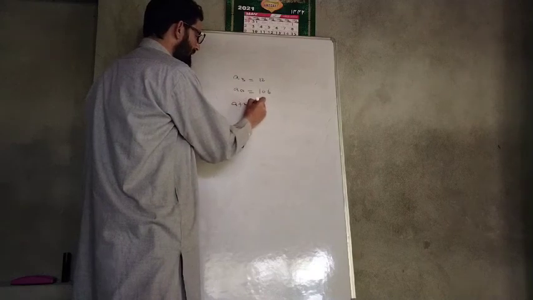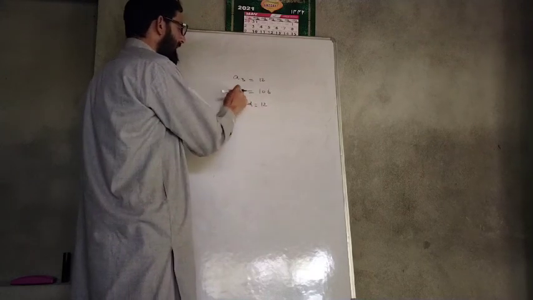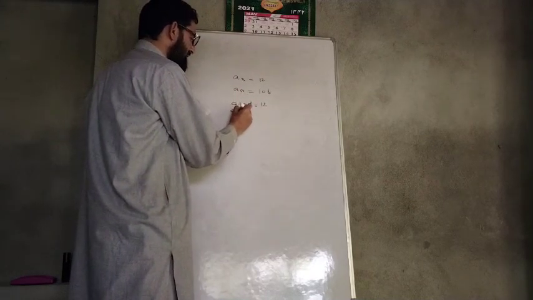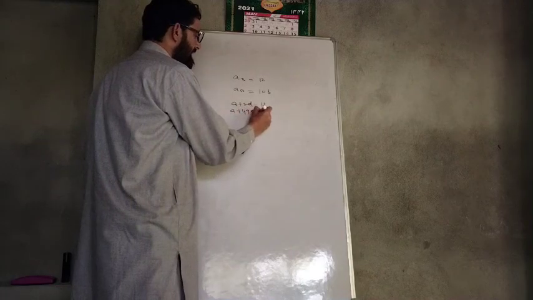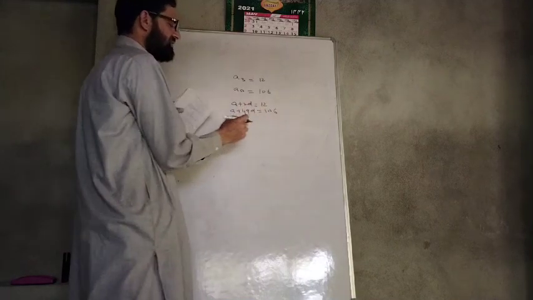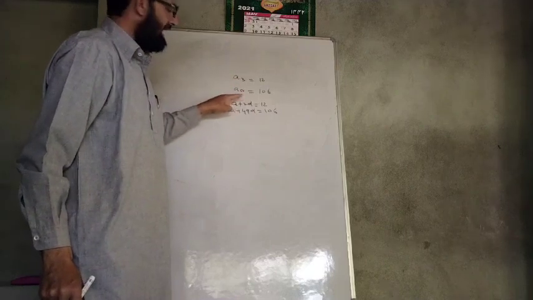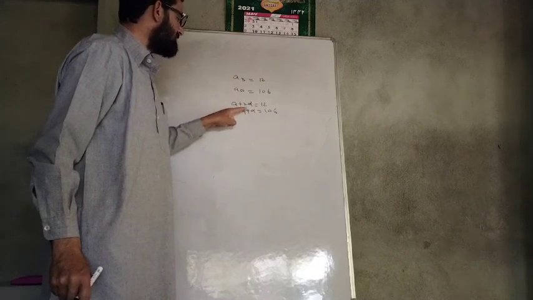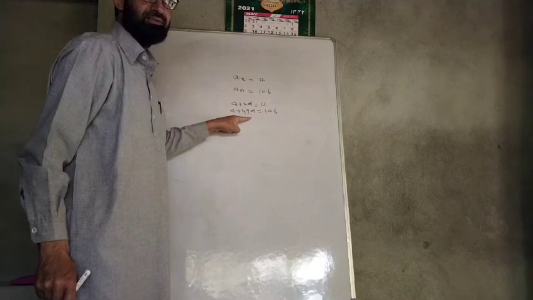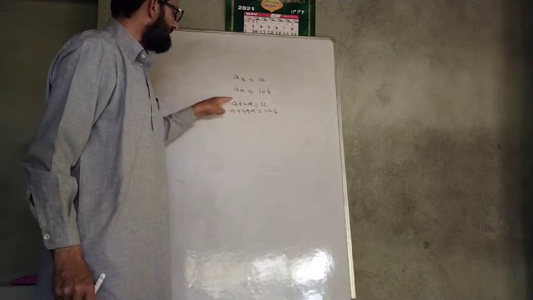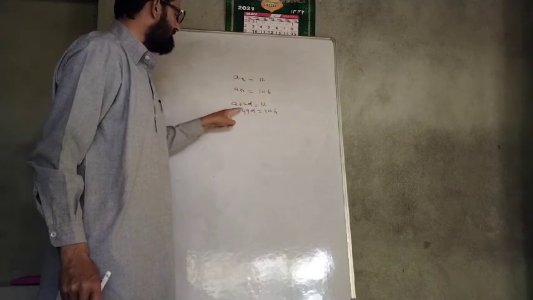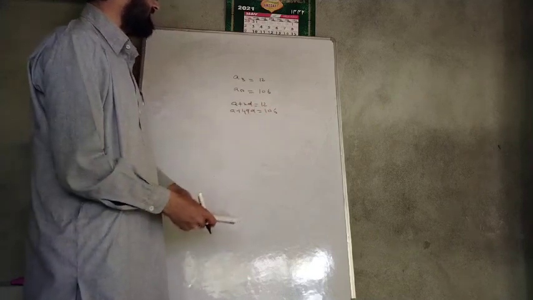Now the third term is A plus 2D. Obviously you know it. A plus 2D is equal to 12. And the 50th term is A plus 49D is equal to 106. It's so simple. Third term is A plus 2D, and 50th term is A plus 49D. So A plus 2D is equal to 12, and A plus 49D is equal to 106.